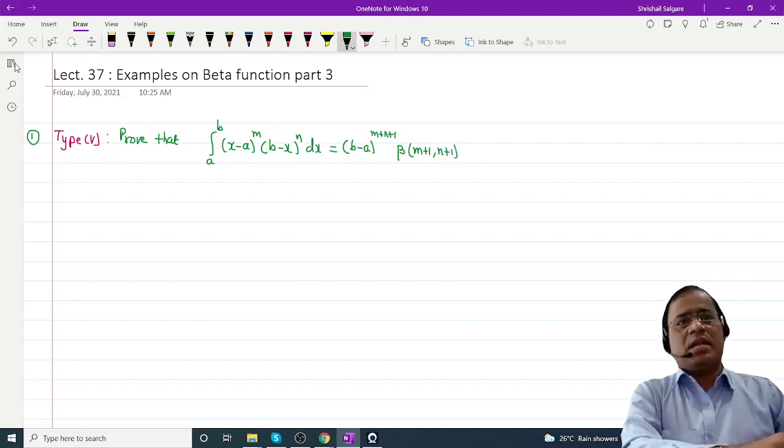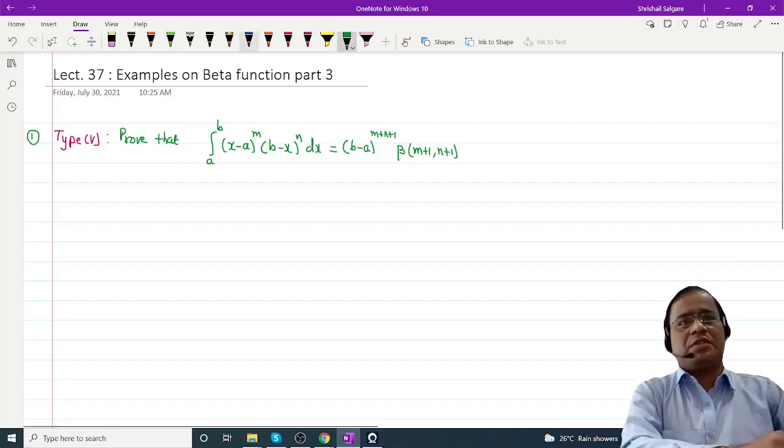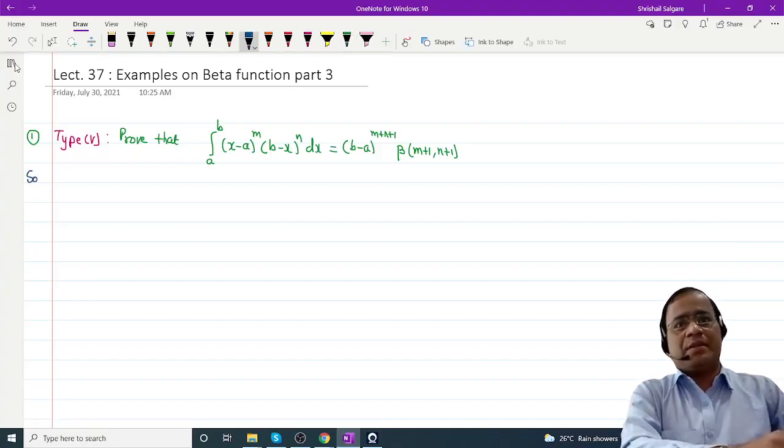Okay, so let us continue. Now these are the standard types. First I am taking one standard example, and you have to remember the substitution. If you recall the substitution, then you are through. You can complete the example easily. So first, let the given integral I be equal to the integral from a to b of x minus a raised to m into b minus x raised to n dx. Again I am telling you, these are standard examples. You have to recall the substitution.